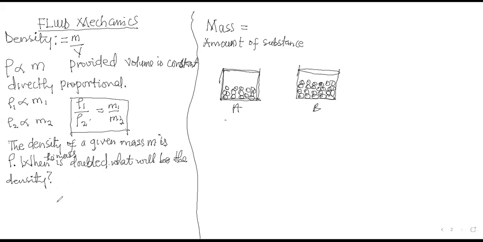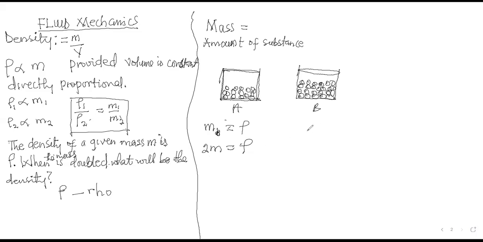The symbol is rho. It is pronounced as R-H-O, rho. Okay, 2 rho. So let's see. For M1, the density is rho. Now, if the mass is doubled, 2 times the initial mass, what will be the new density?